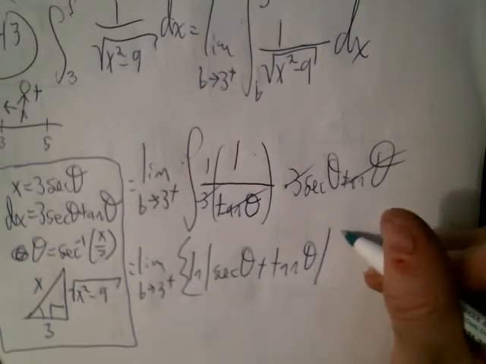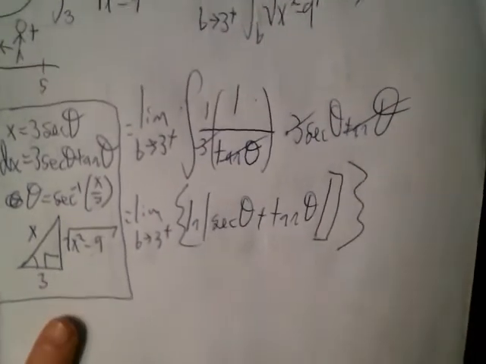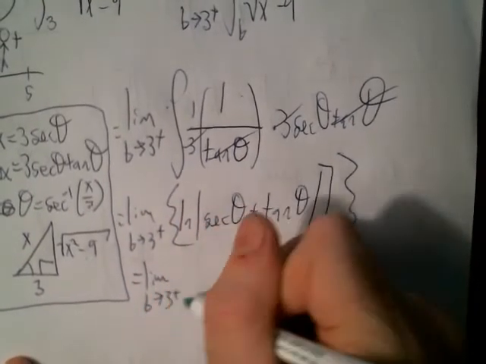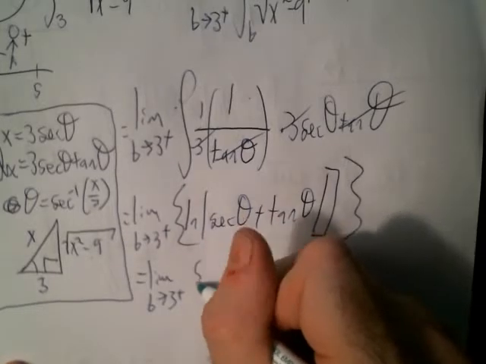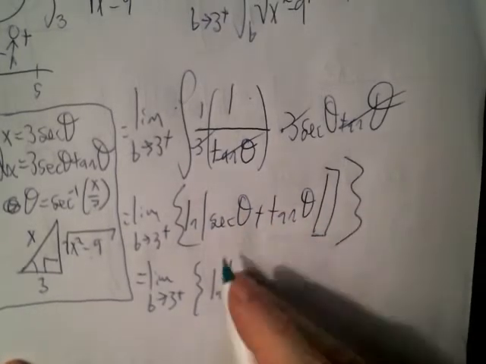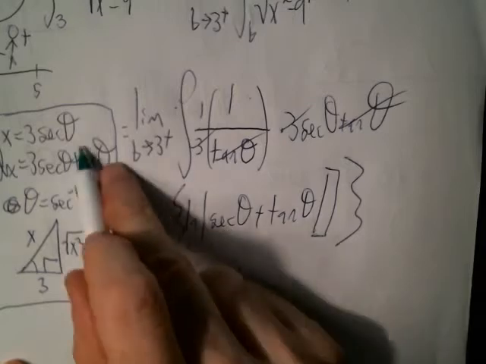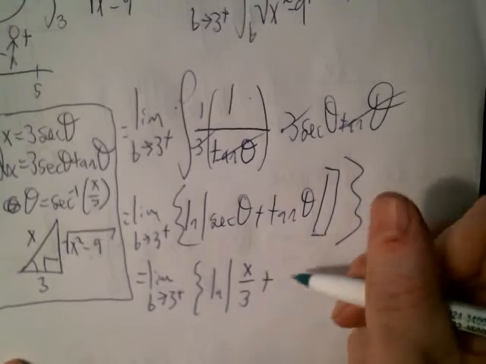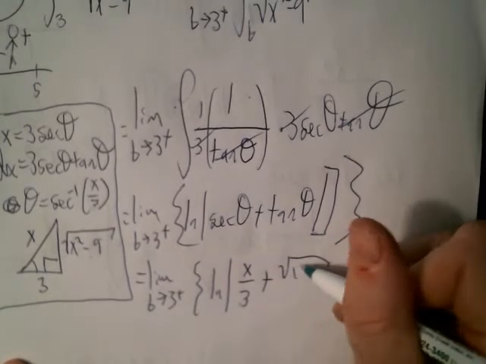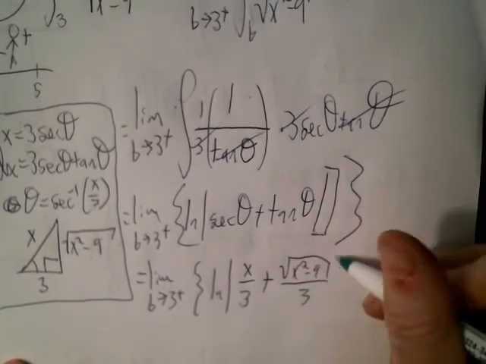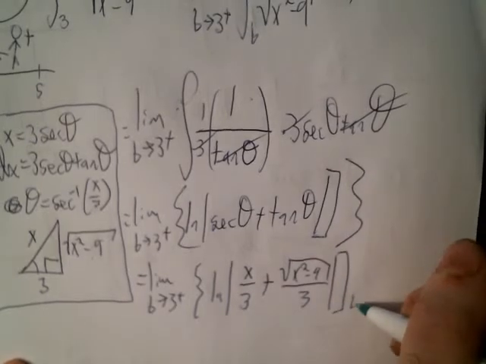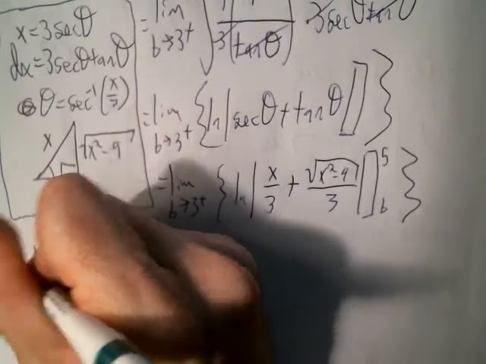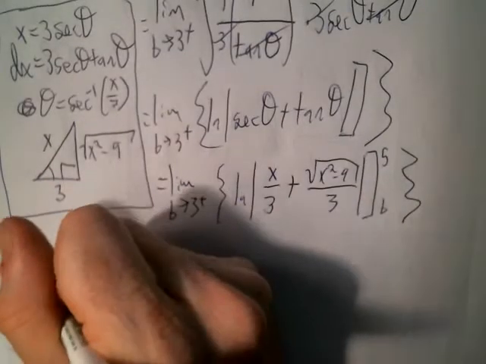We need to evaluate that. I still need the back sub to get it in terms of x's. So using my triangle, ln absolute value of secant, again, you already know what that is, it's x over 3, plus tan is going to be square root of x squared minus 9 all over 3. We need to evaluate from b to 5. Hoping I'm right. I don't really know because I don't have the solution written out.